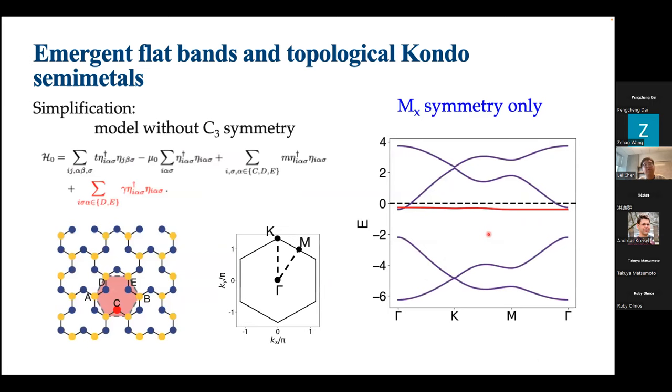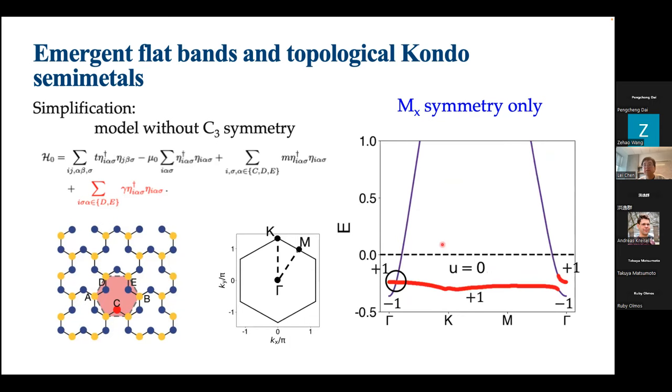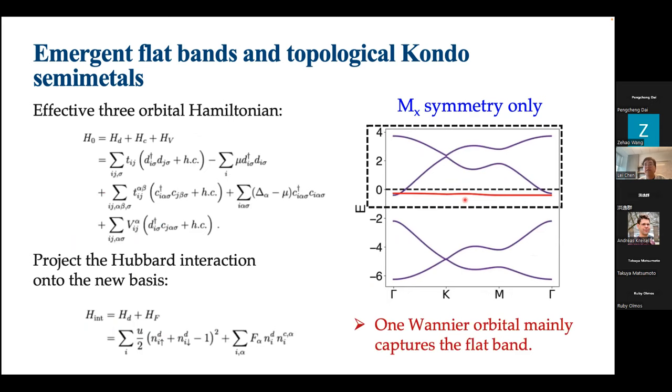We would like to further simplify the model a little bit. We consider a model without the C3 symmetry, and only keep the mirror symmetries for later studies. As I discussed before, the mirror symmetries for this flat band have this exchange. Therefore, we cannot have a well-defined Wannier orbital to describe these flat bands alone. But we can combine this flat band with the other dispersive bands together and make these Wannier constructions with all these orbitals. You can combine two of them or three of them to make the effective Wannier constructions.